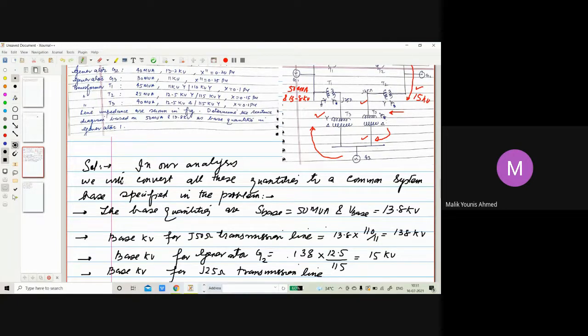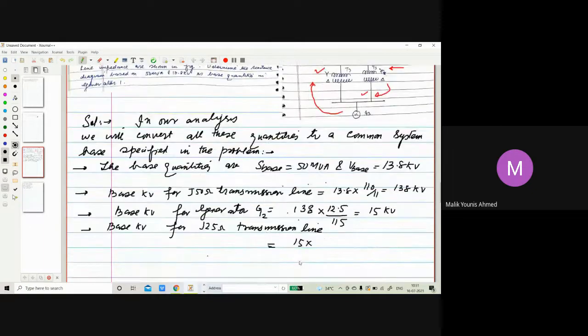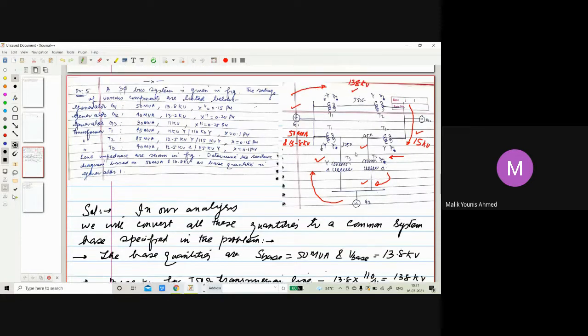So again, we'll write 115 here, 115 divided by 12.5, and you're again going to get 138 kV. So very clearly here the base kV is 138 kV.